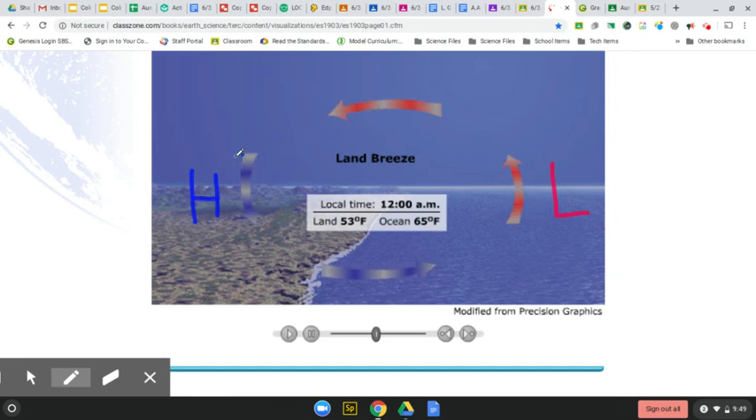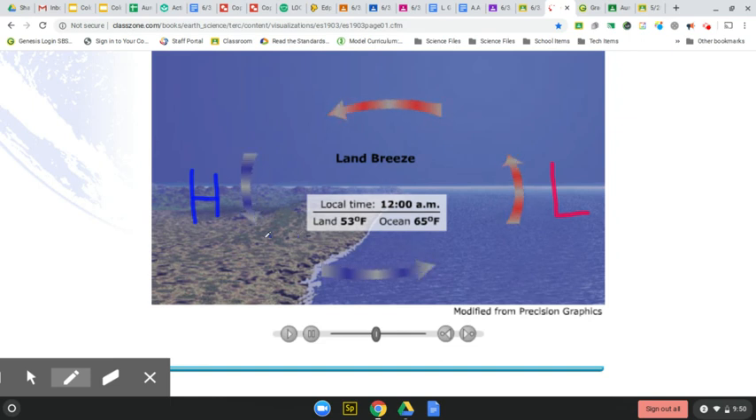Now we have a convection current again, but it's going in the opposite direction. It's going counterclockwise now. So now that cold air is still falling, but it's falling over the land, and it's coming and taking the spot of that rising warm air over the ocean. This is a land breeze. The breeze is coming from the land to the ocean. It's the opposite of a sea breeze.